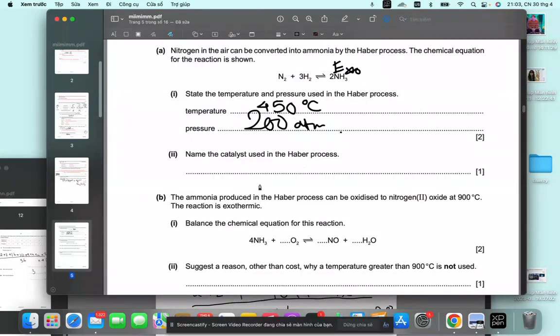Name the catalyst used in the Haber process. The catalyst is iron, Fe.